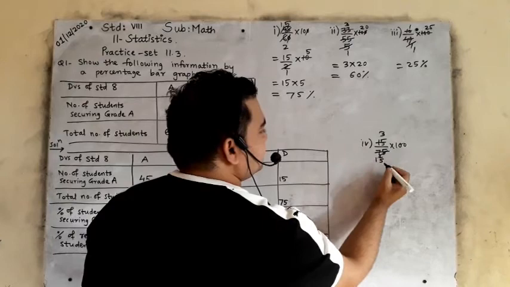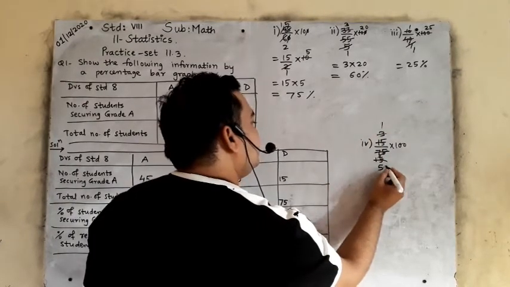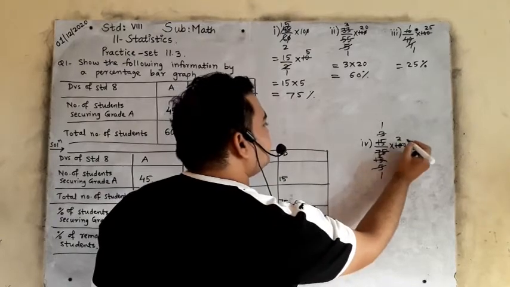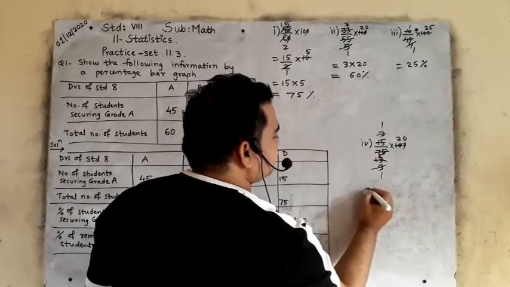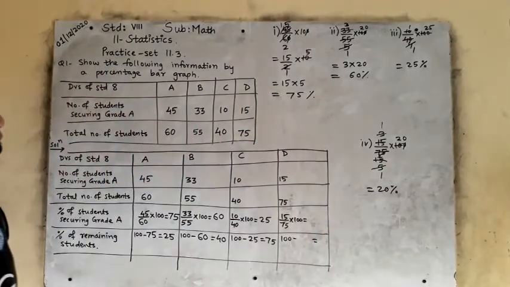Okay. Now 3 1s are 3. 3 5s are 15. Okay. Now 5 1s are 5. 5 2s are 10. 5 zeros are 0. So the answer is 20%. I hope you understood how to solve this.